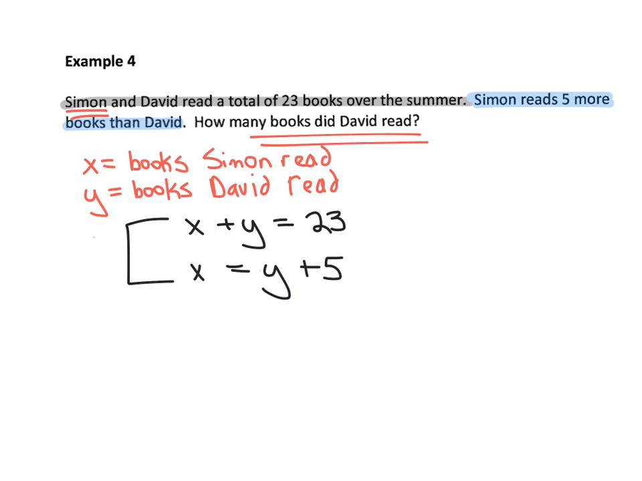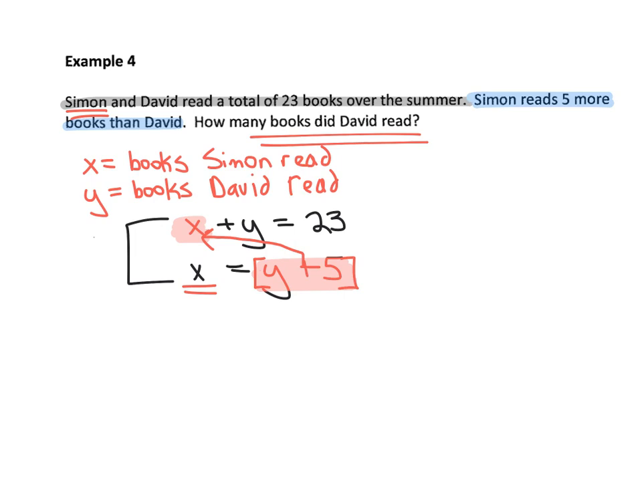Now we are in luck because one of these already starts with x equals. So if something starts with x equals or y equals, we can just go ahead and plug that in right away. So we know x equals y plus 5, so go ahead and put brackets around that. And if x equals y plus 5, we are just going to plug that in for x. So we know x is y plus 5, so we're going to plug y plus 5 in for x so we can solve for y.